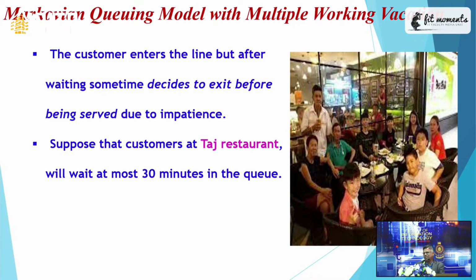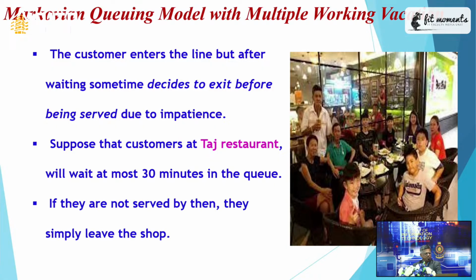For example, at Taj restaurant, we are waiting for the service, we get the food. In some places the customers wait 30 minutes, 20 minutes, something fixed. This is the format of a queuing system.